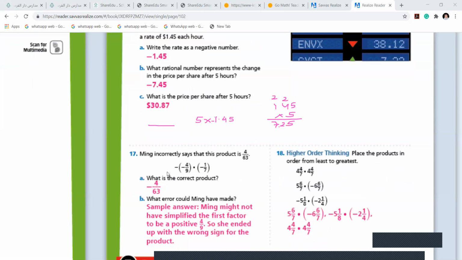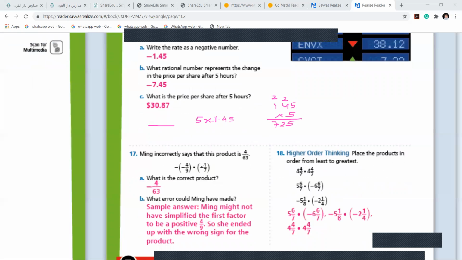Minus minus is plus. When you see minus minus, it's plus. Minus plus, and then again minus is there. There are 3 minus signs: minus minus plus and then again minus. So plus with minus, you get that negative answer. Numerator, 4 times 1, 4. 7 times 9, 63. Understood?